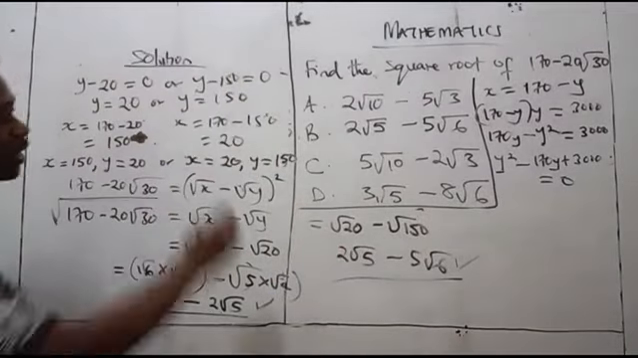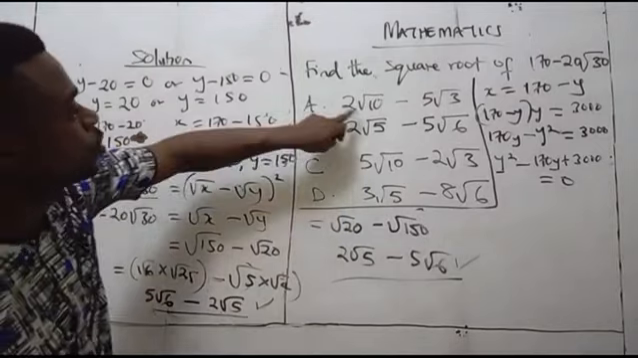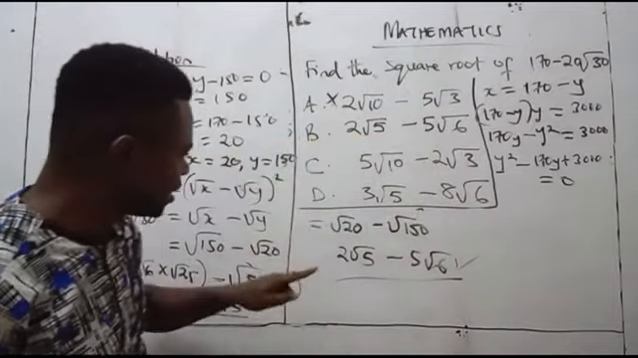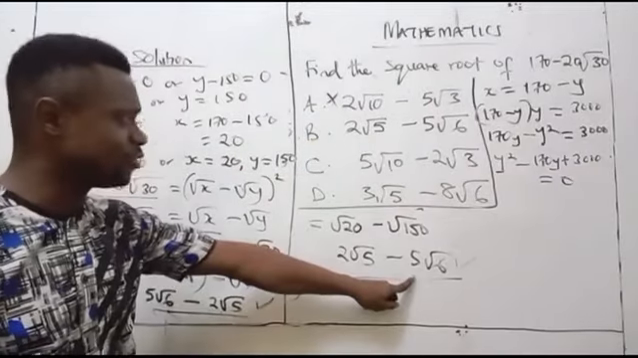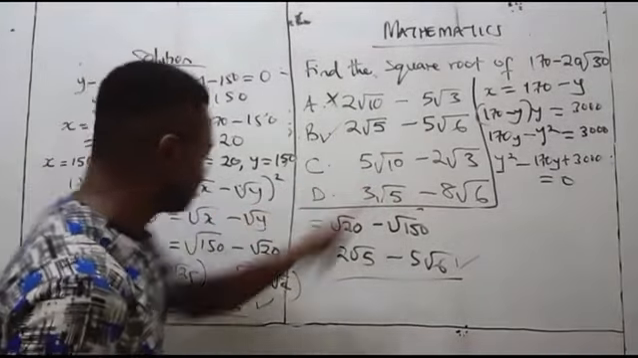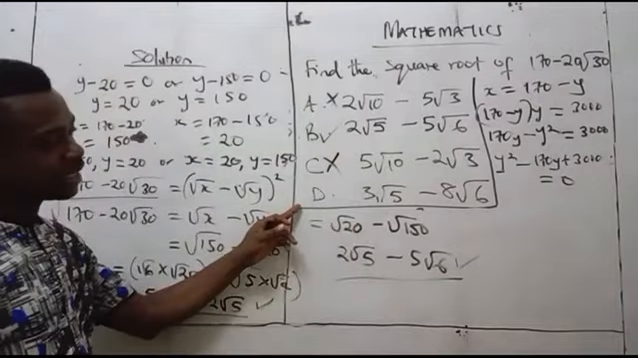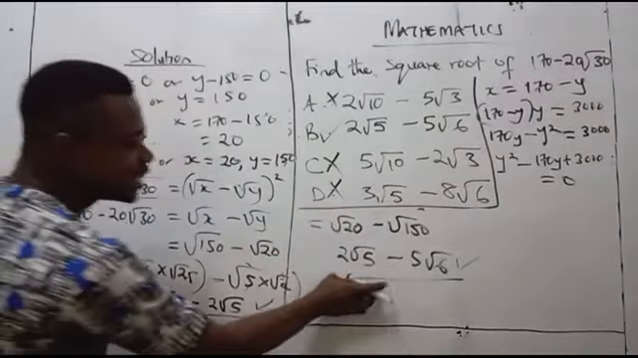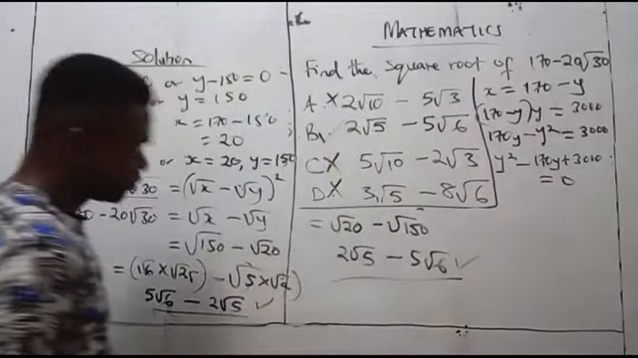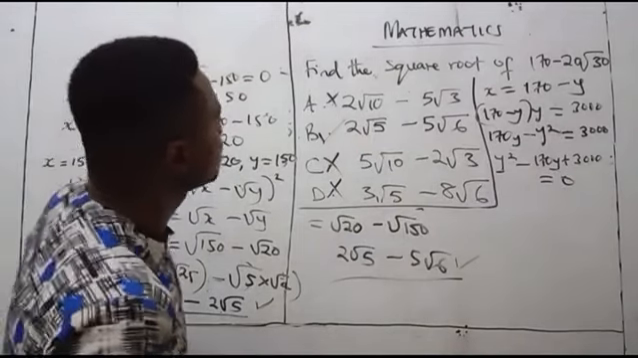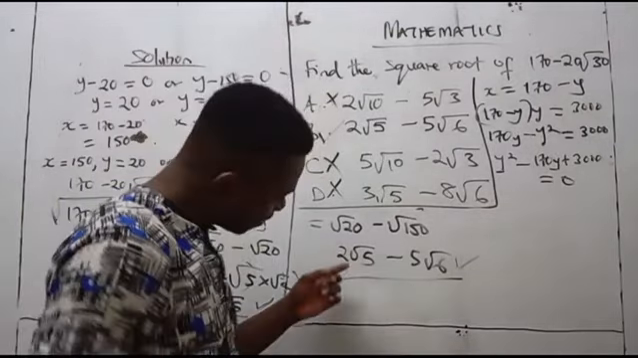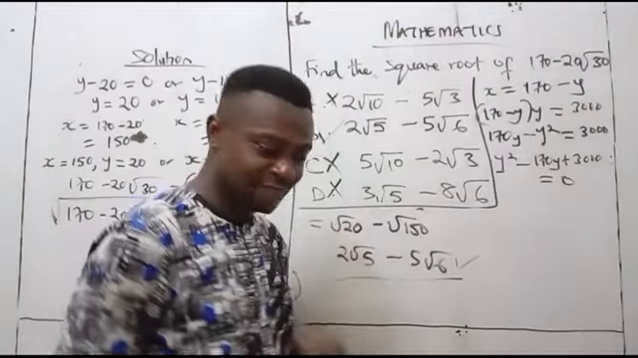So let's look at the options and see the one they have. Option A says 2 root 10, so this one is out of the game. Option B says 2 root 5 minus 5 root 6. Look at it here: 2 root 5 minus 5 root 6. I will take it as the answer. Option C, 5 root 10, is out of the game. Option D says 3 root 5, also out of the game. So this is the one they chose: 2 root 5 minus 5 root 6. So the answer is B. The answer to this question, finding the square root of 170 minus 20 root 30, is 2 root 5 minus 5 root 6.